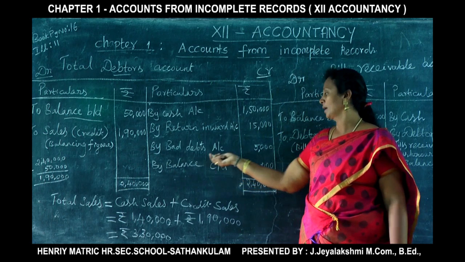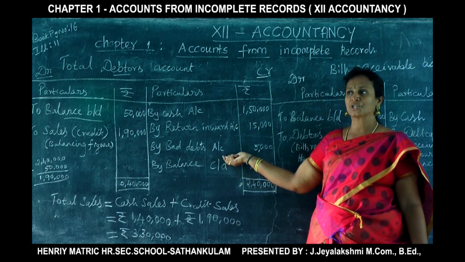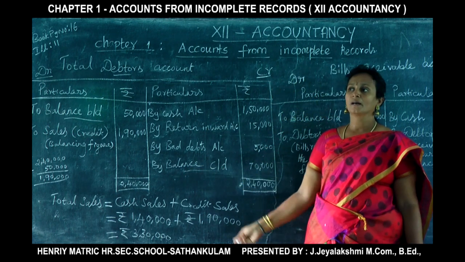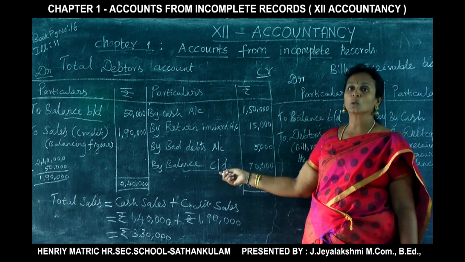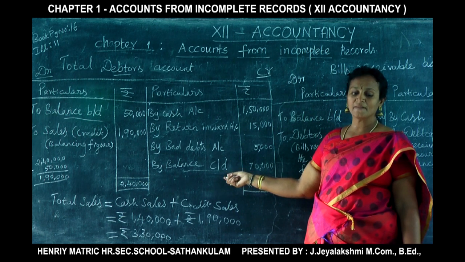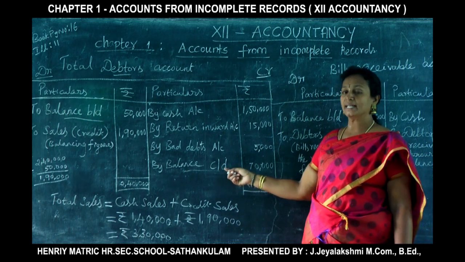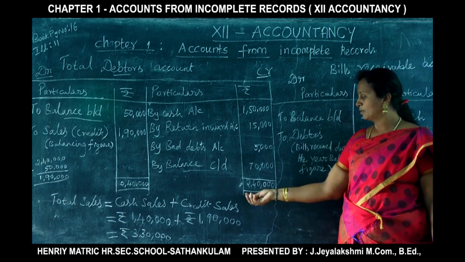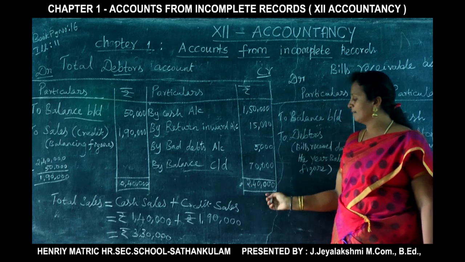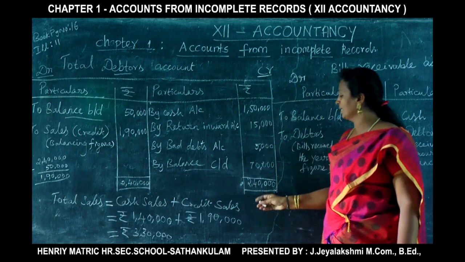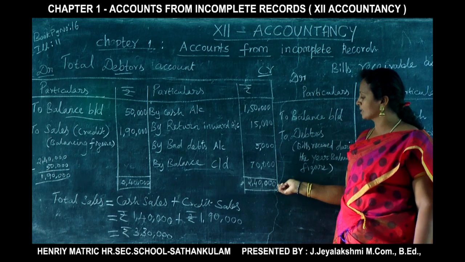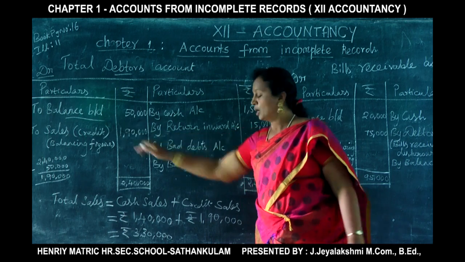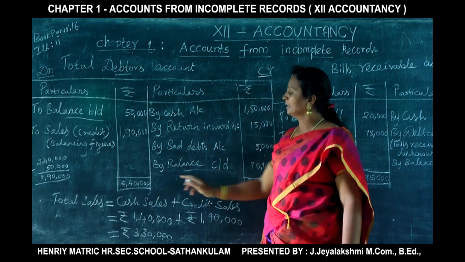Then we have the bad debts, which may come or not. How much is given for bad debts in the question? 5,000. Then we have the balance carried down, which is nothing but the closing debtors, given on 31st March 2019. How much amount? 70,000. So that amount is written here. Now we have two sides, debit side and credit side. On adding, we get 2,40,000 on the credit side, but on the debit side only 50,000. So what do we have to do? We have to first balance the two sides. Then what do we have to do?